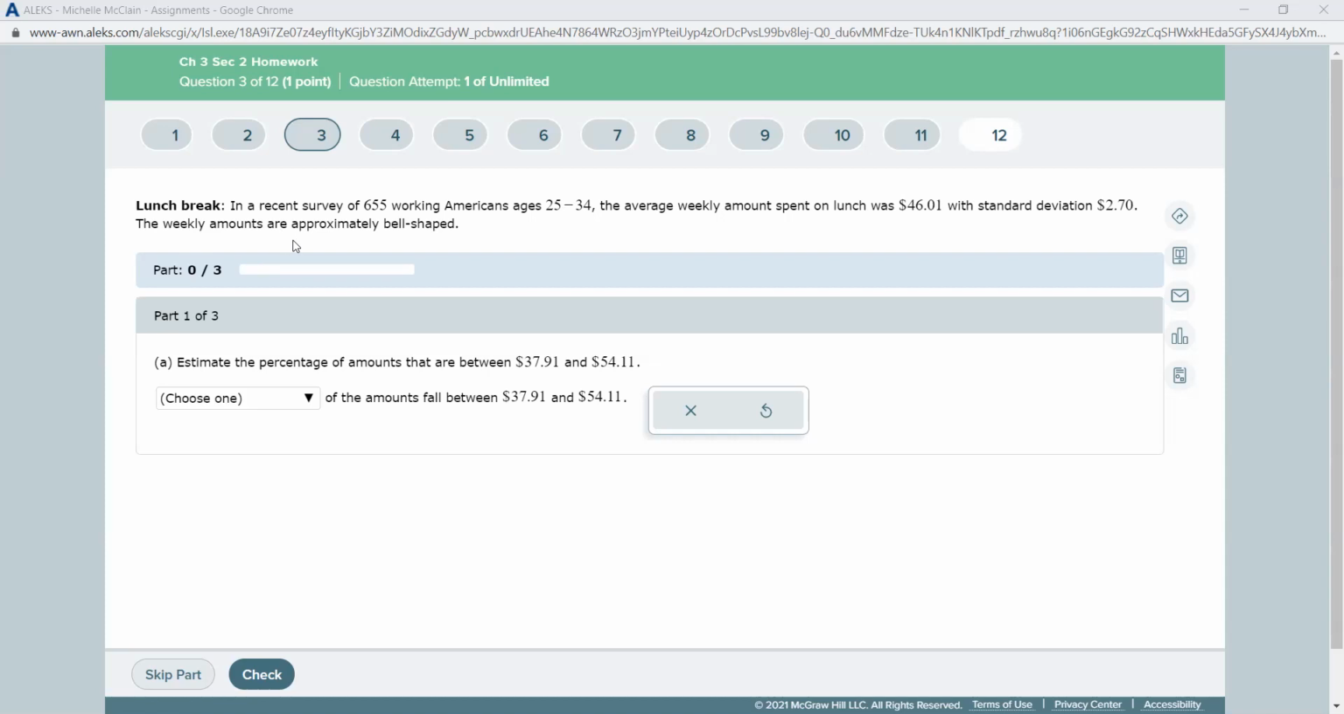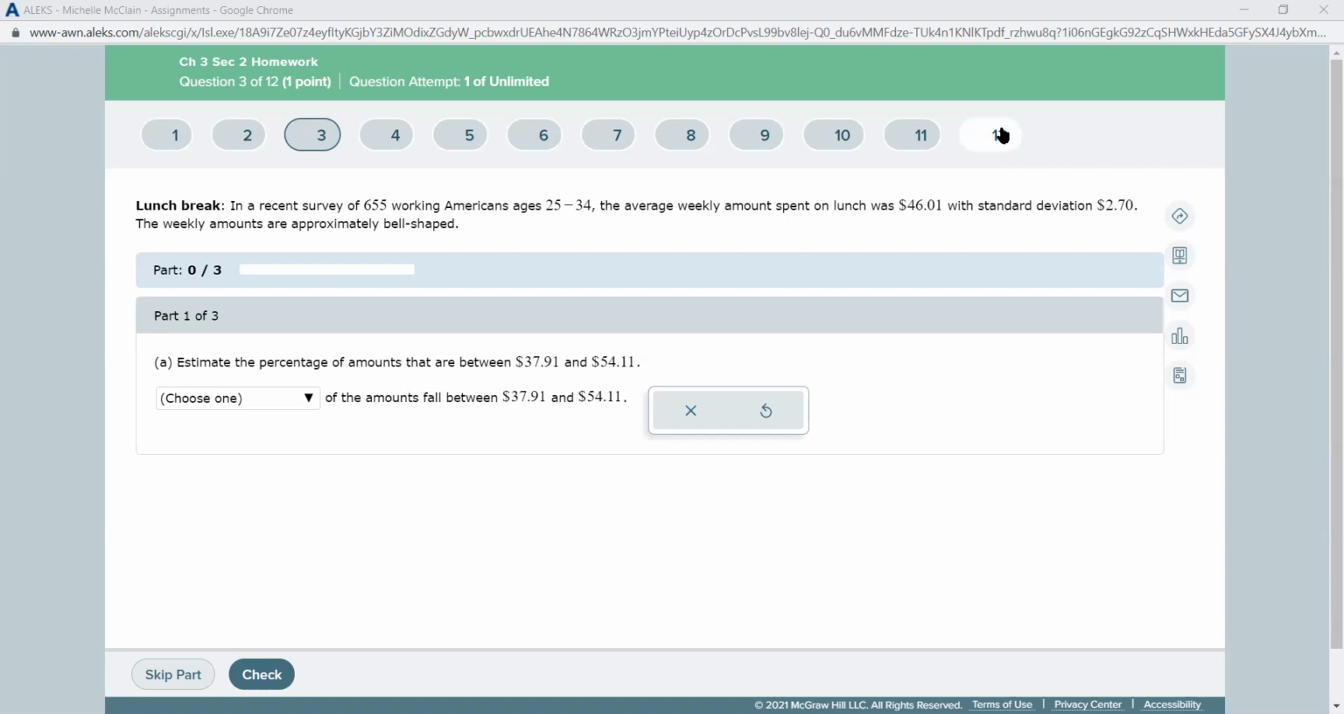The weekly amounts are approximately bell-shaped. So this key phrase, bell-shaped, is an indicator that we can use the empirical rule to answer our questions. Again, it has to say bell-shaped for us to use the empirical rule. We are going to answer all three parts together. Let's look at part A. Estimate the percentage of amounts that are between $37.91 and $54.11.